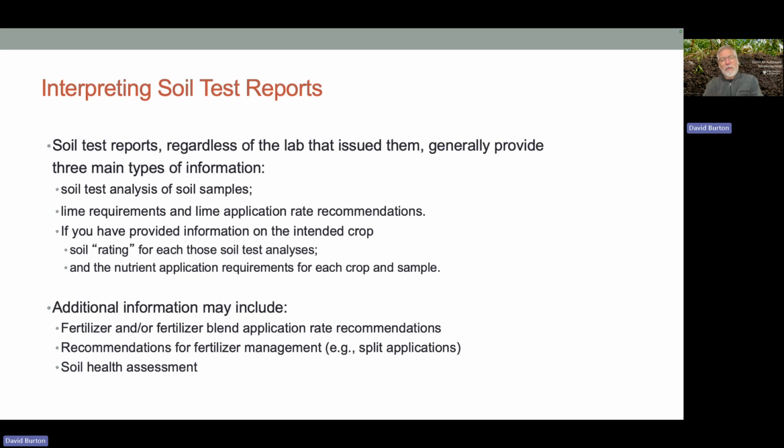If you've provided the intended crop, it will provide nutrient addition recommendations based on provincial averages. A provincial average may not be the best descriptor of your situation, your area, your farm, and sometimes those provincial recommendations are also quite dated, and so they need to be interpreted with a grain of salt, as they say. Some additional information may also be provided, like recommended practices in terms of fertilization, split application, those sorts of things. And in some cases, there's also a soil health assessment if you selected that package.